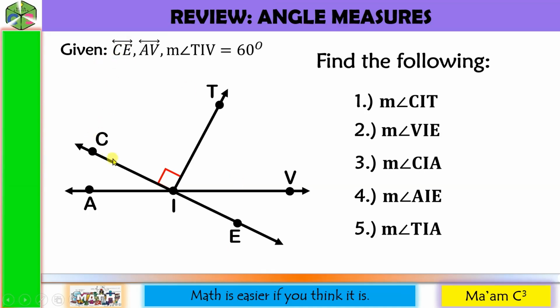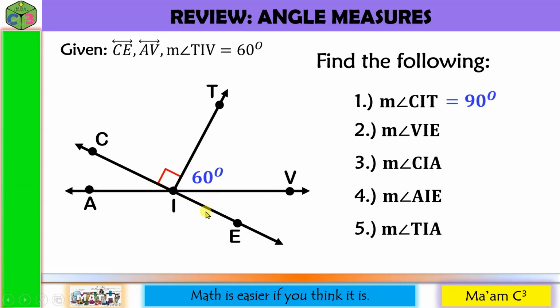Given line CE, this one, line AV, and the measure of angle TIV is 60 degrees. Find the following. Number 1, the measure of angle CIT. Notice this symbol here. It means 90 degrees. Number 2, the measure of angle VIE.